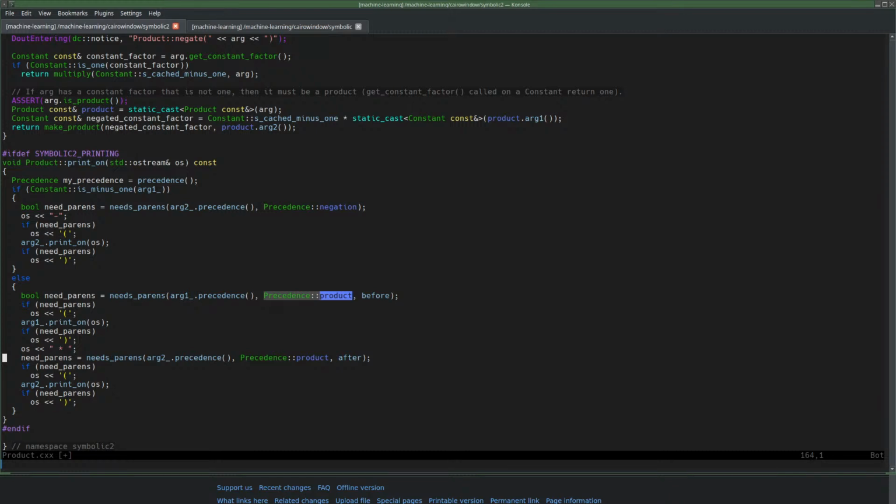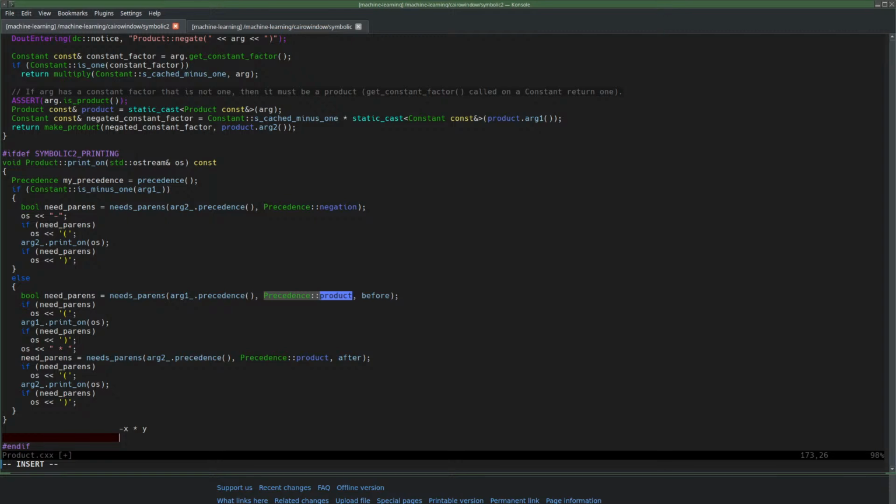Let me try to understand why I would want it. Well, I think I understand it. The problem is that if I want to print a negation of a product, let's say I have x times y, and then I want to negate it, then I want to just put the minus sign in front of it without parentheses. Parentheses would be this, but yeah, not really necessary.